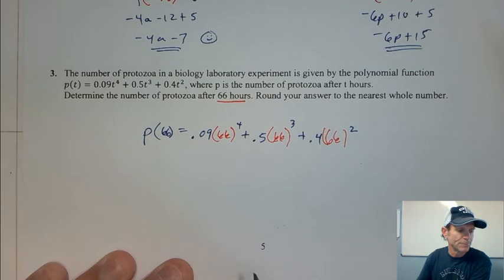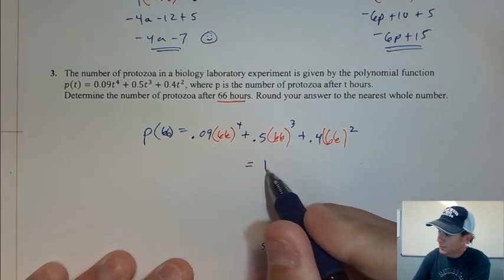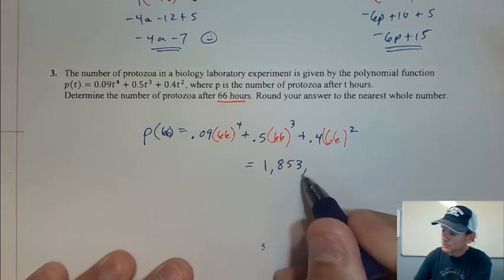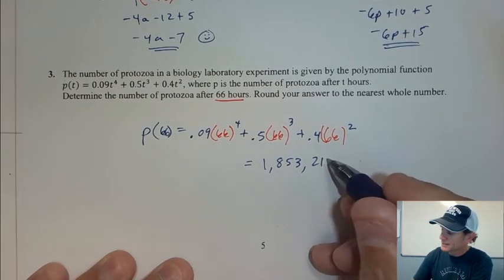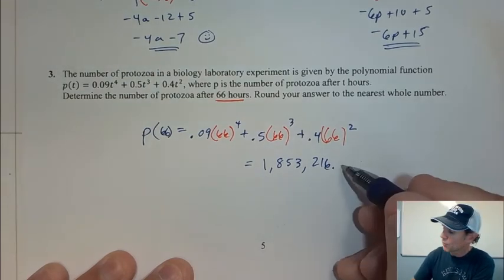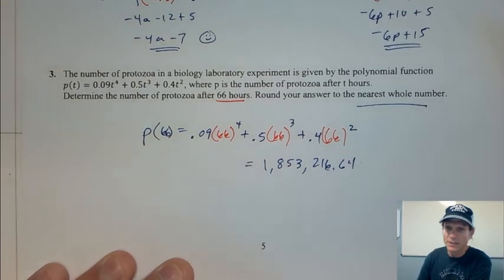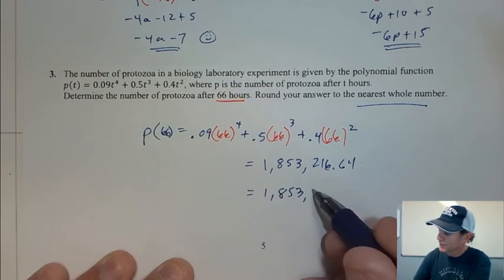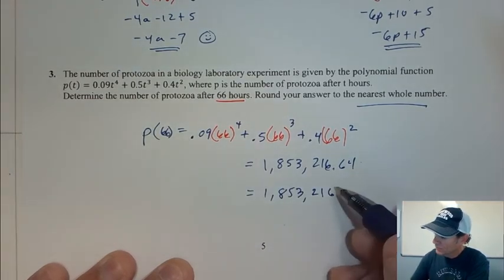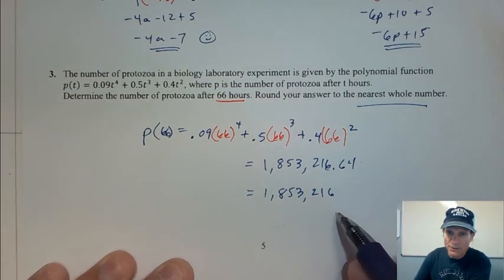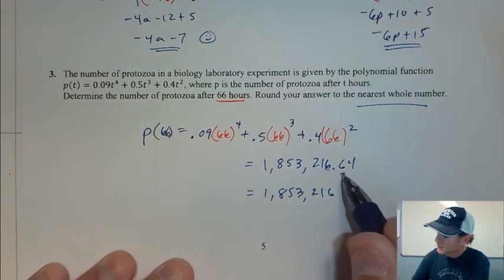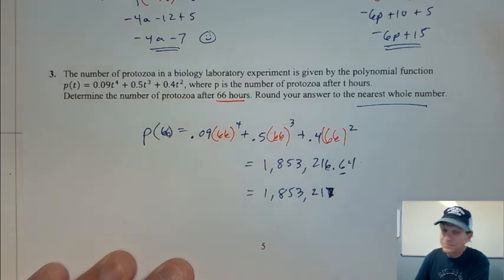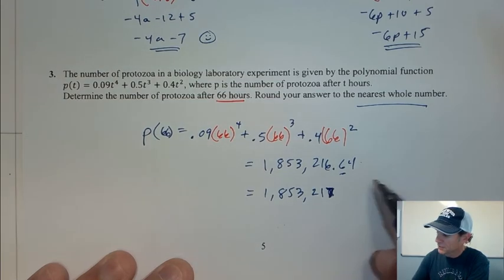And when I typed it into my calculator, I got 1,853,216.64, and they just said round to the nearest whole number. So just make sure you read where you're supposed to round to, and then of course I rounded incorrectly. We want to look at this number, and it should be rounded up to 7. Okay, so make sure you round correctly.